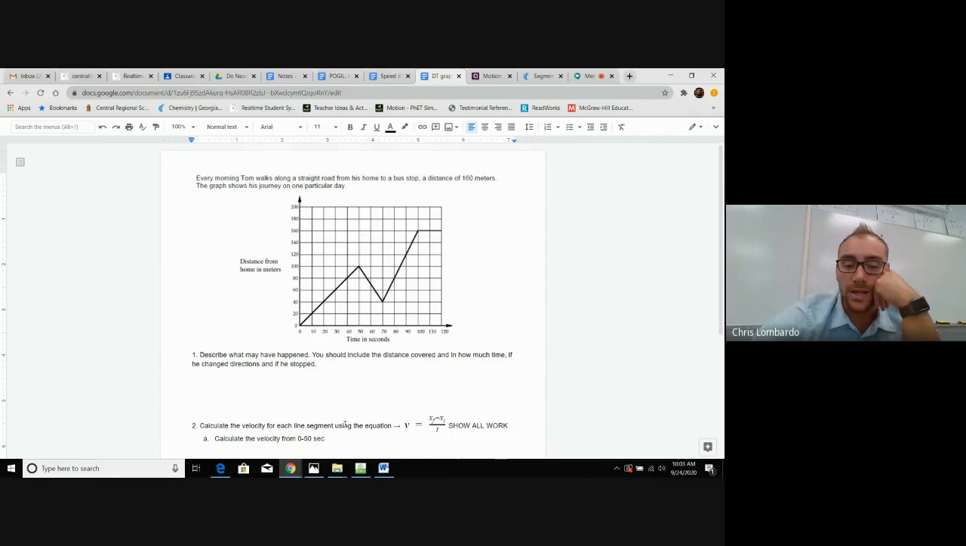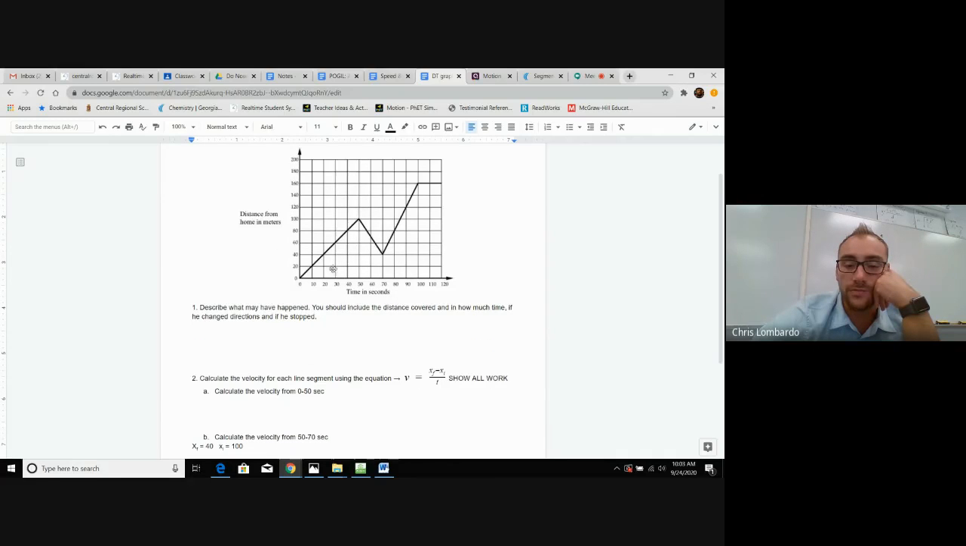Then I ask you to calculate the velocity for each slope here. So calculate the velocity for the first 0 to 50 seconds, 50 to 70, etc. Your equation is here: velocity is equal to your final position minus your initial position over time. For example, if I showed you letter B, 50 to 70 seconds, the second piece of your time interval is where your final position is located. So for the 50 to 70 second segment, we're looking at this downward slope.